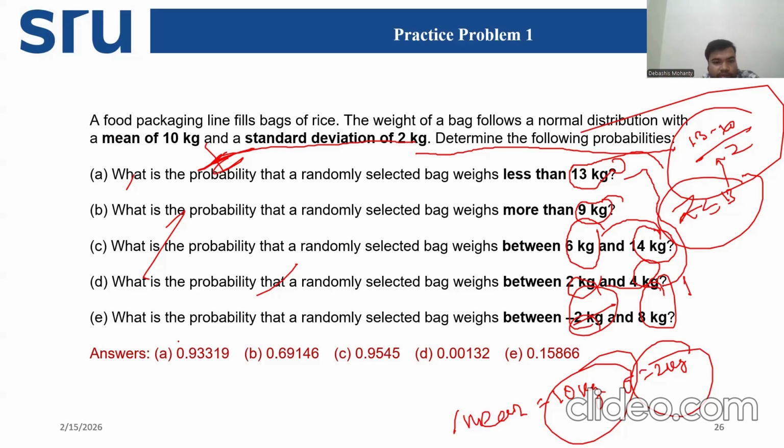We need to implement this value and find. Similarly, we'll do all these problems. I have also written the answers for you. Just verify these answers and try to solve this problem.